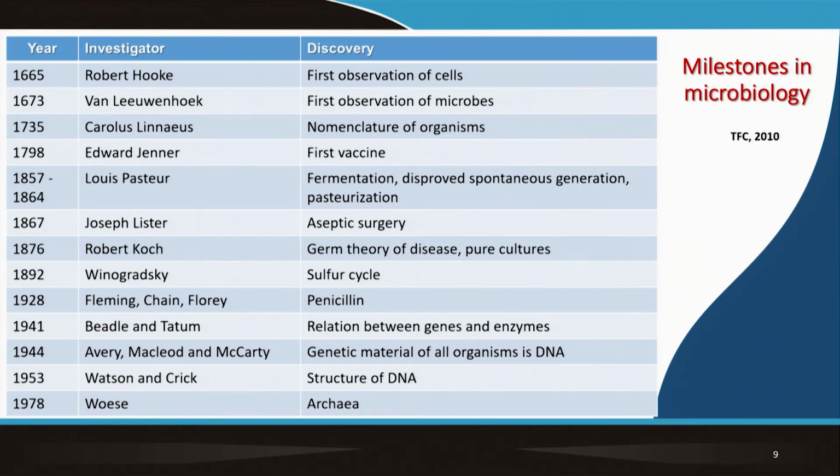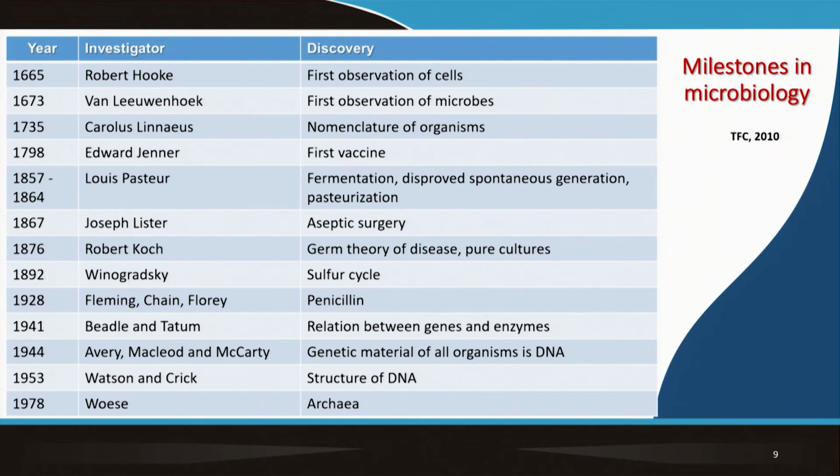Then comes 1867 when Joseph Lister was able to enunciate the principles of aseptic surgery. So prior to that, there were too many deaths, too many fatalities on the operating table because people had not yet understood the importance of aseptic conditions for surgery and so on. So having described these principles, the number of fatalities in surgery basically was reduced tremendously.